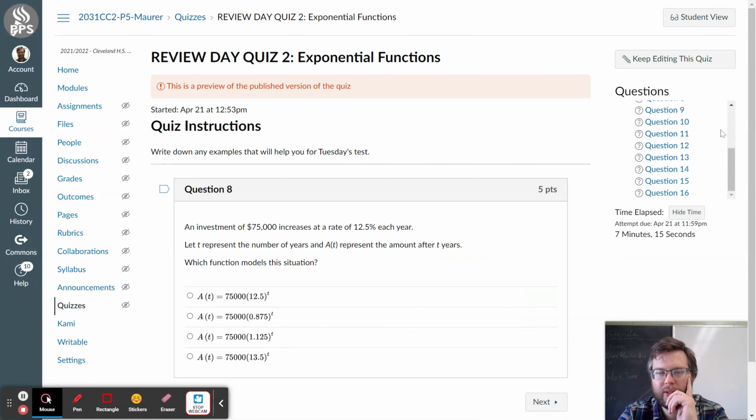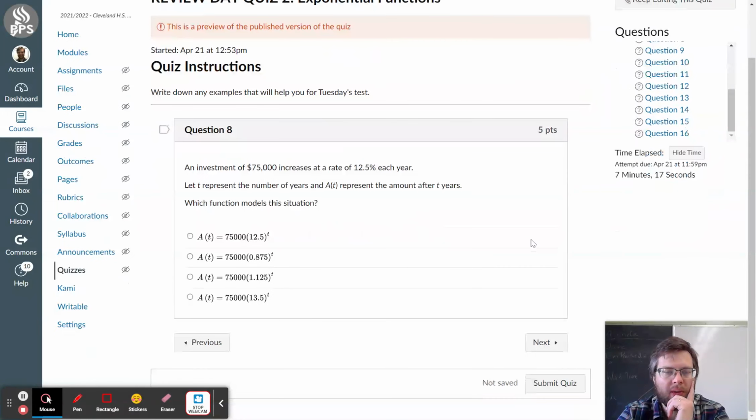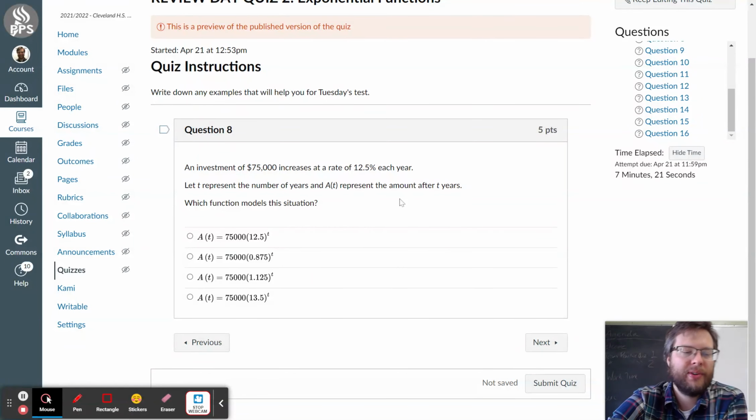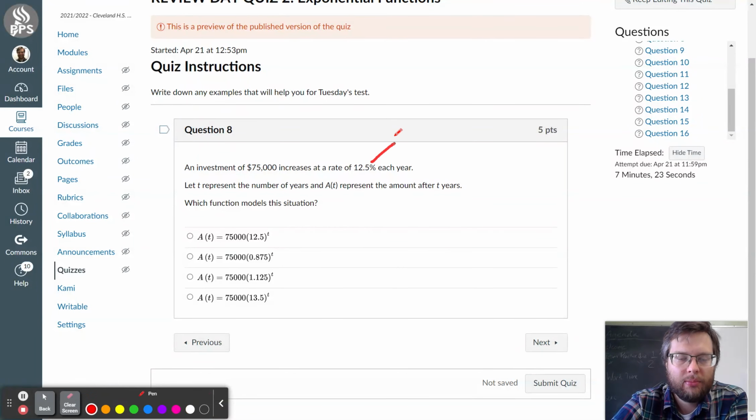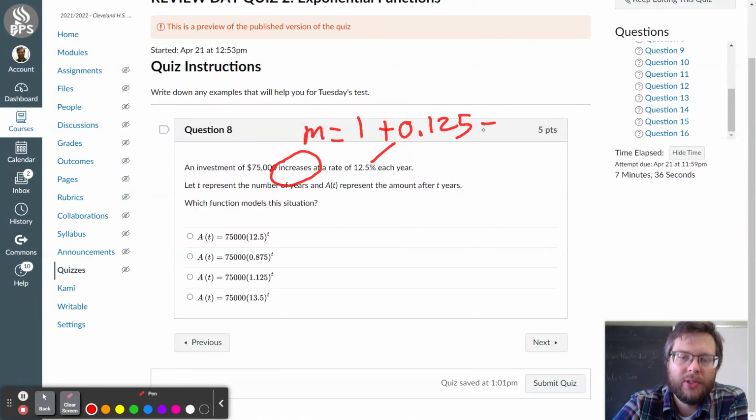Just a few more questions here. So an investment of 75,000 increases at a rate of 12.5% each year. Whenever I see a percent, I convert it to a decimal, 0.125. And whenever I see increases, I add that to 1. And so my m is going to be 1 plus 0.125, which is 1.125.